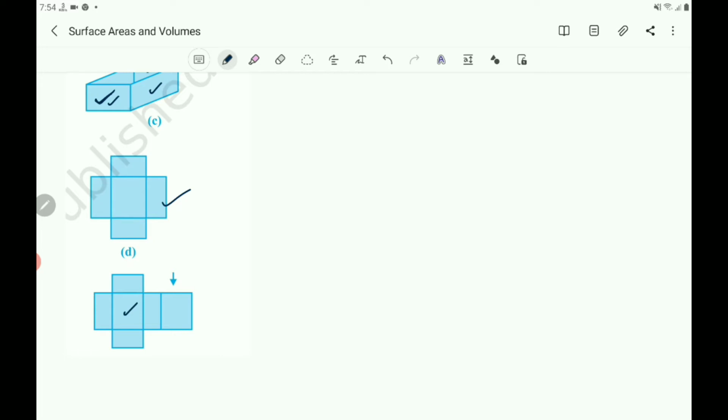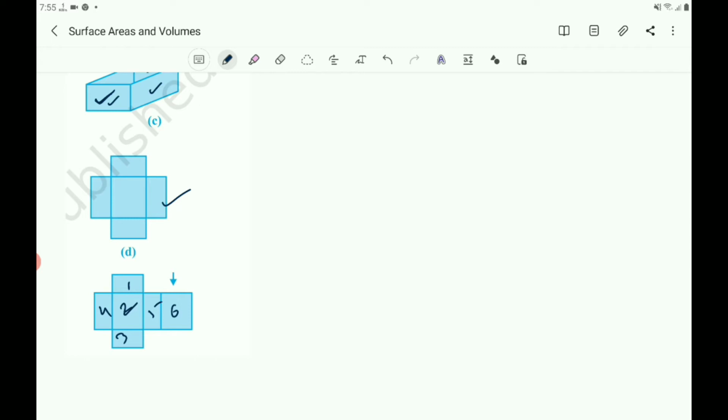So here we have used 6 rectangular pieces to cover the complete outer surface of the cuboid. Here we got 1, 2, 3, 4, 5, 6 rectangular pieces to cover the complete outer surface of the cuboid. So you can conclude that cuboid is a solid having 6 rectangular surfaces.